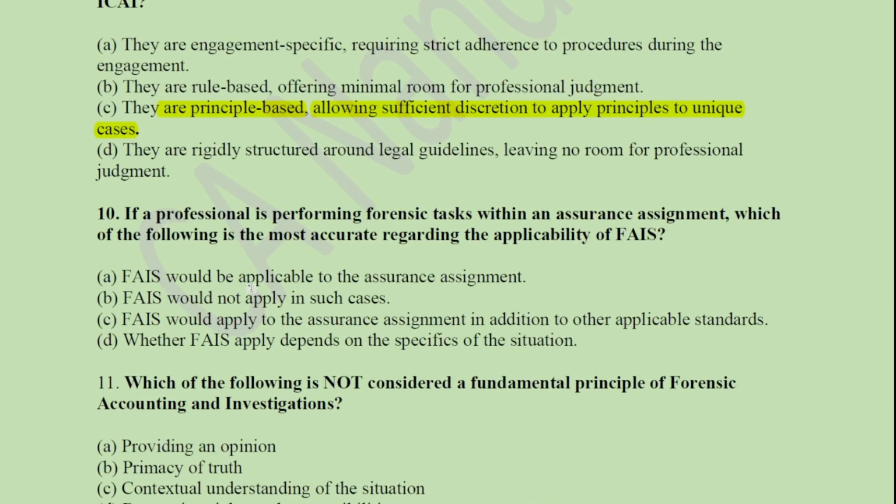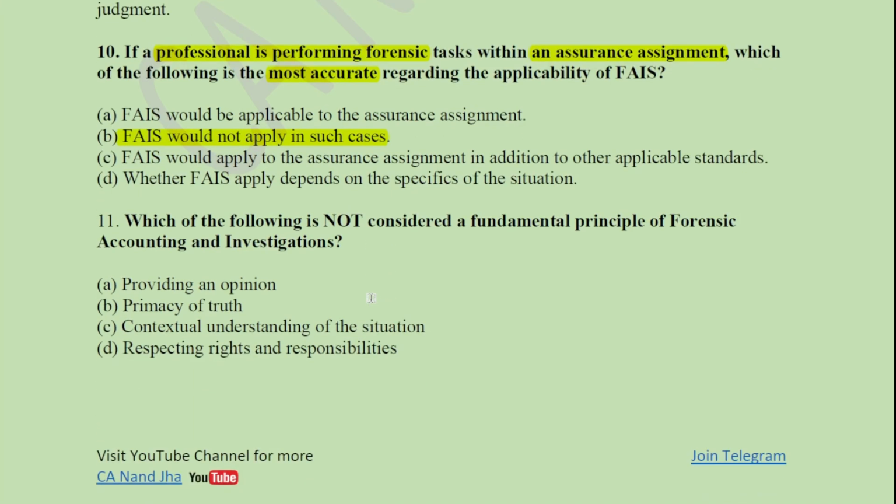If a professional is performing a forensic task within an assurance engagement, which of the following is most accurate regarding the applicability of the standards? If a professional is performing a forensic task within an assurance engagement, FAI would not apply. Which of the following is not considered a fundamental principle of forensic accounting and investigation? Providing an opinion. Answer is A.